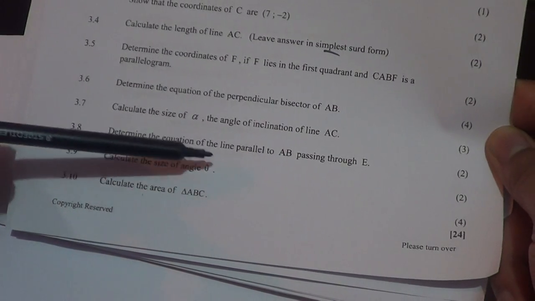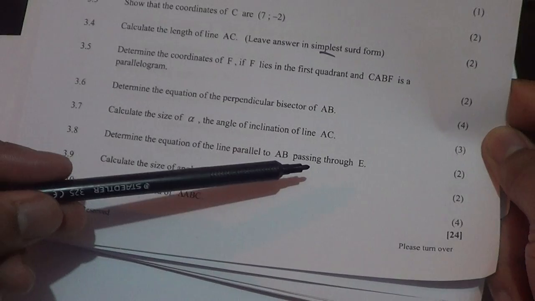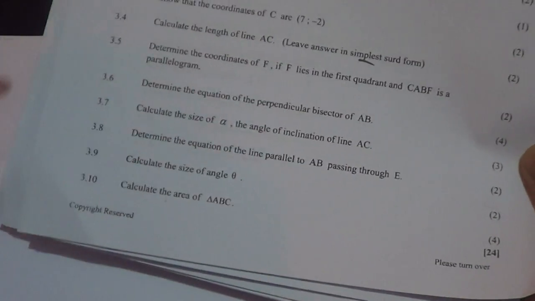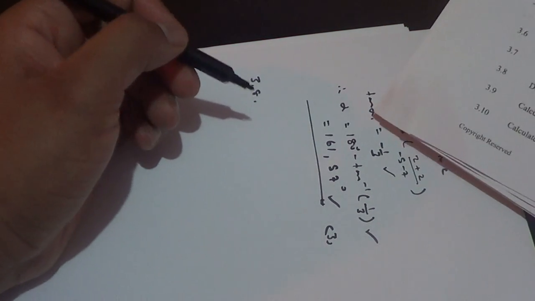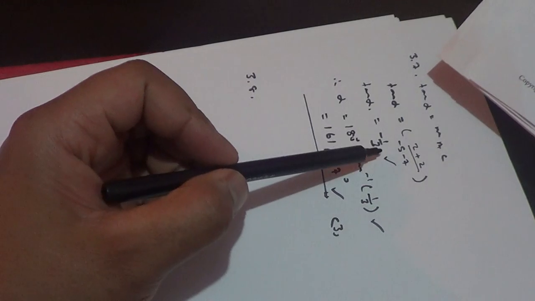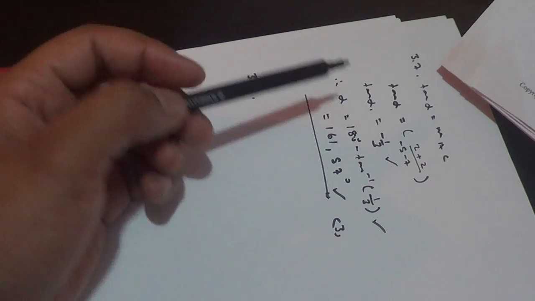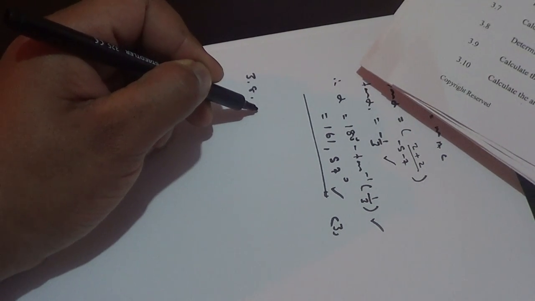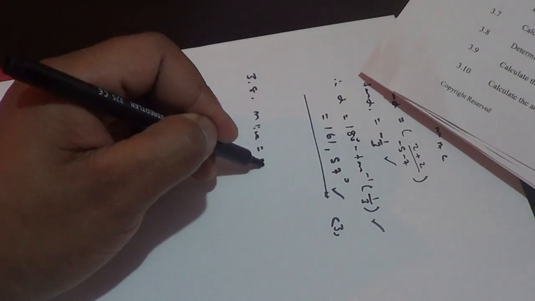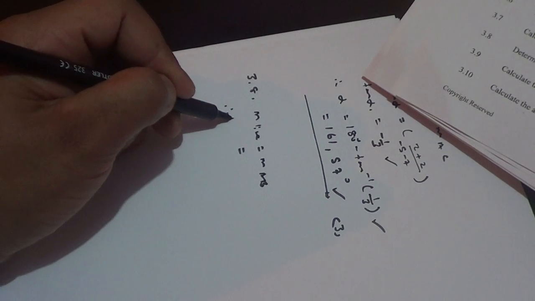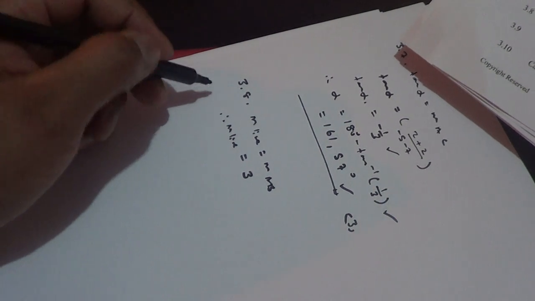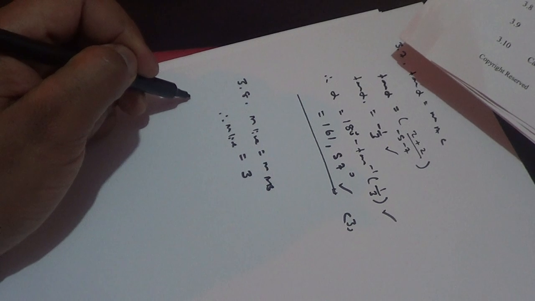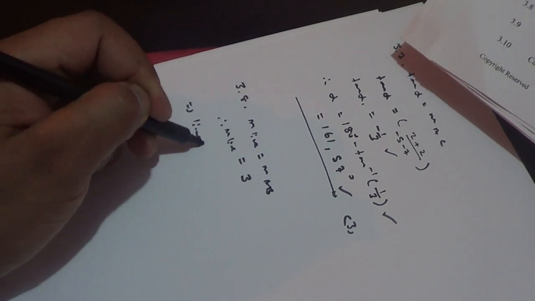Now let's go on. We want the equation of the line parallel to AB passing through E. Not a problem. So here we know that the gradient of that line is going to be the same, and we already calculated it above. It's 3. So we can say M of the line is going to be equal to M_AB. Therefore, the gradient of the line is going to be equal to 3. Its perpendicular has a minus a third, so we don't have to worry about anything here.